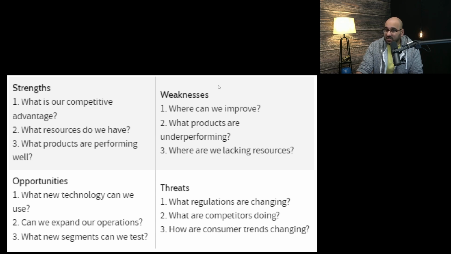And then these weaknesses lead into what opportunities come out of these weaknesses. In other words, what new technology can they use to improve some of their weaknesses, or what new technology can they move into anyways? Can they expand their operations? What new segments can they test out? These are very interesting questions that lead to optimism. I find that too many people just focus on this. They don't necessarily focus on this. And then of course, threats is something that people don't focus on as well. But what regulations are changing? What are competitors doing? How are consumer trends changing?